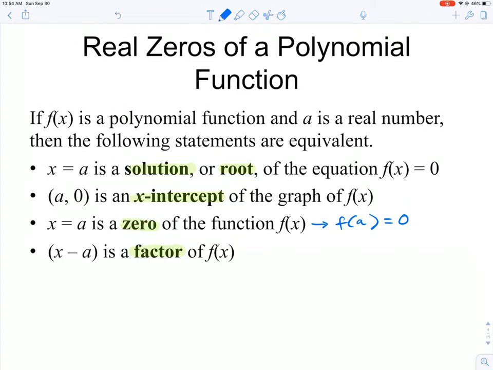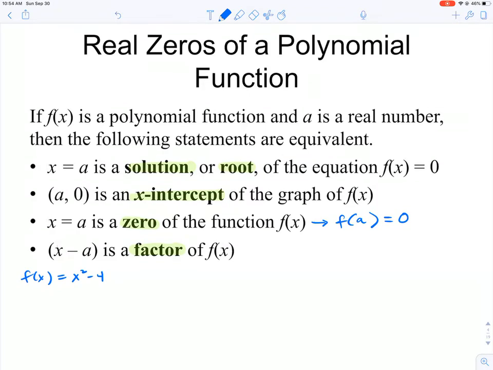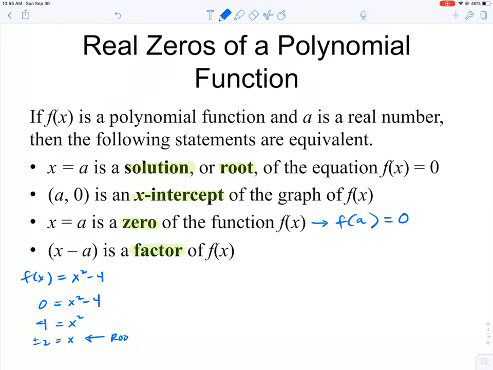So let's just look through a quadratic quickly. For example, f of x equals x squared minus 4. Well, if we set f of x equal to 0 and we wanted to solve for the solutions or roots, we could add 4 to each side. Could also factor. And we get x is equal to plus or minus 2. So plus or minus 2 are both solutions or roots to the equation 0 equals x squared minus 4.